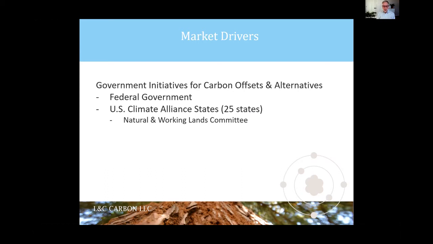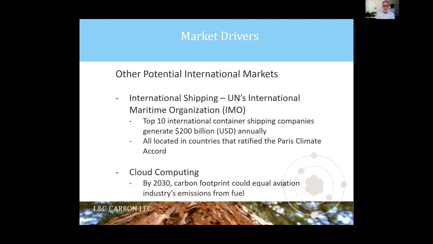And those include looking at natural and working lands to help assess what contribution natural and working lands in each of these states can make to helping each of these states achieve their greenhouse gas emission goals. Oregon is one of those states, and I'll talk about that a little bit more here in a few minutes.